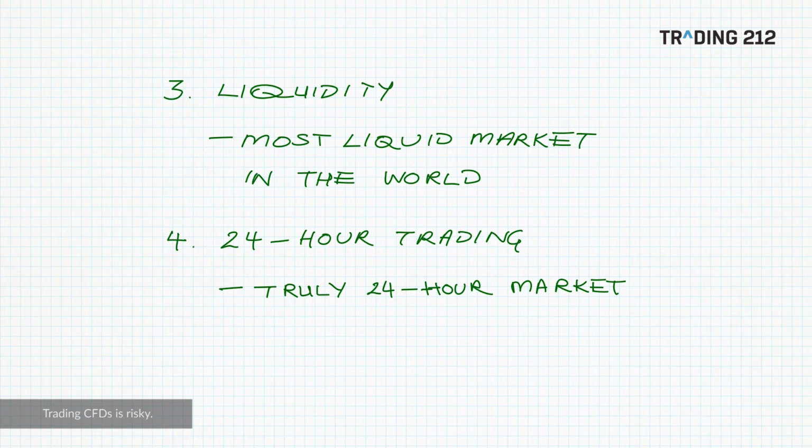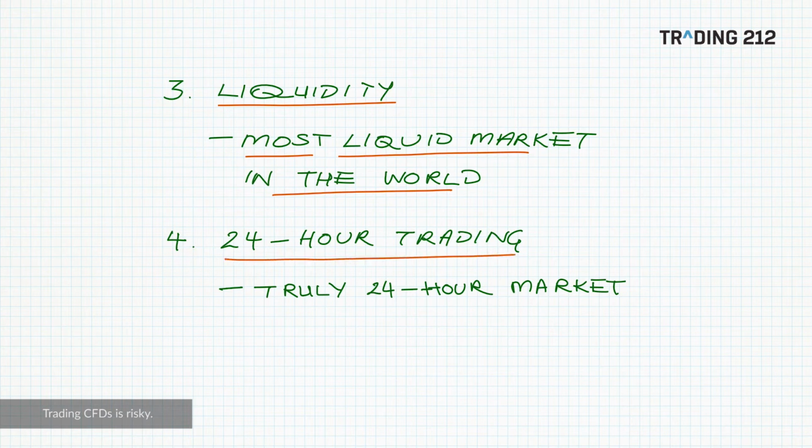Number 3 on our list is liquidity. The Forex market is by far and away the most liquid market in the world. Generally speaking, the more liquid a market, the more efficient order execution will be. So that's a nice benefit. And then number 4, 24-hour trading. The Forex market is a truly 24-hour market. From Sunday night through to the close of business in New York on Friday night, you can trade Forex prices. If you want to learn more about either of these, liquidity or 24-hour trading, check out my introduction to Forex video in which I speak in more detail on both of these.